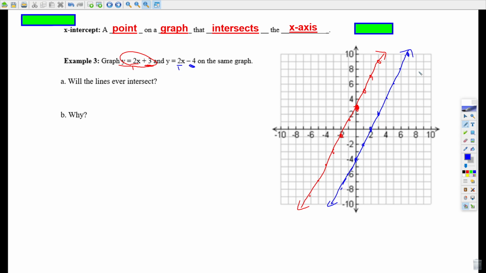There we go. That was the blue one. Part A, will the lines ever intersect each other? Hopefully you can see, even though I don't have very straight lines, that they do not. No.